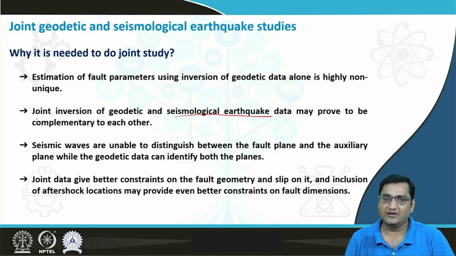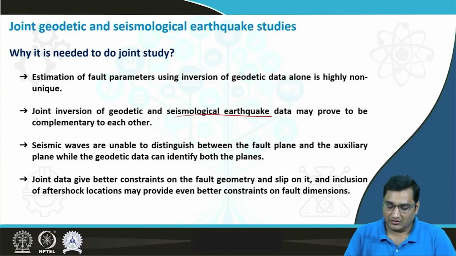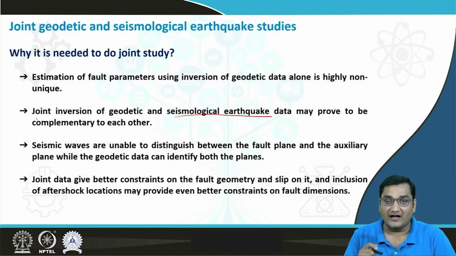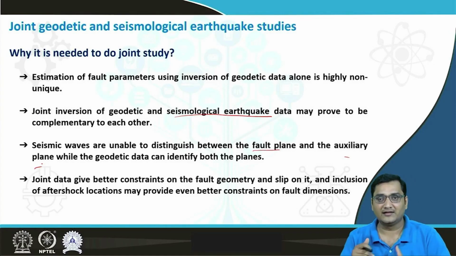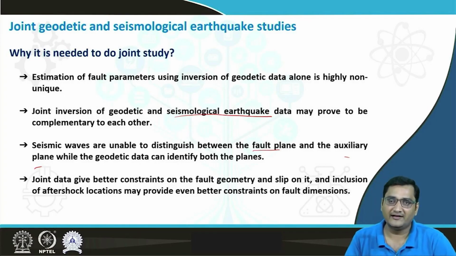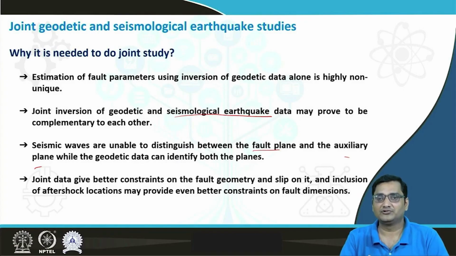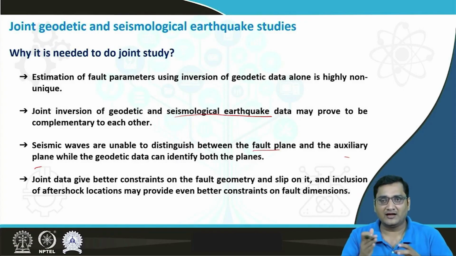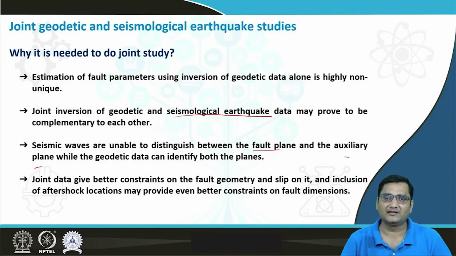auxiliary plane. Now we are going to talk about the sensitivity of the individual data sets. Seismic waves generally are unable to distinguish between the fault plane and the auxiliary plane, but this can be easily identified by the geodetic data. On the other hand, seismic data can provide constraints on the rupture process of the earthquake mechanism. So both are complementary to each other. The seismic data alone cannot distinguish between the fault plane and the auxiliary plane, but that can be easily done by the geodetic data.